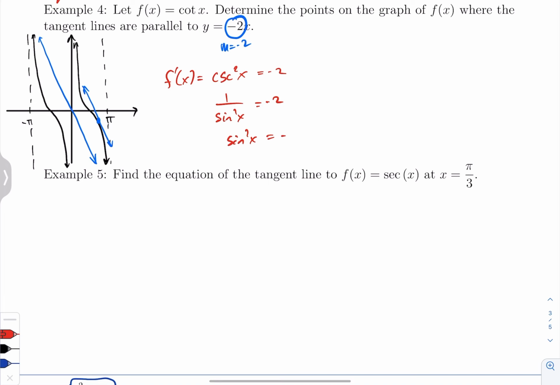And I forgot something here. The derivative of cotangent is negative cosecant squared, so this should be negative here, negative here. And then I divide everything by negative 1. So I get sine squared of x, and I made a mistake when I was thinking about that negative. I'm trying to do this too quickly. Back up here, when I take the reciprocal of both sides, I get negative 1/2, and then divide everything by negative 1, I get 1/2.